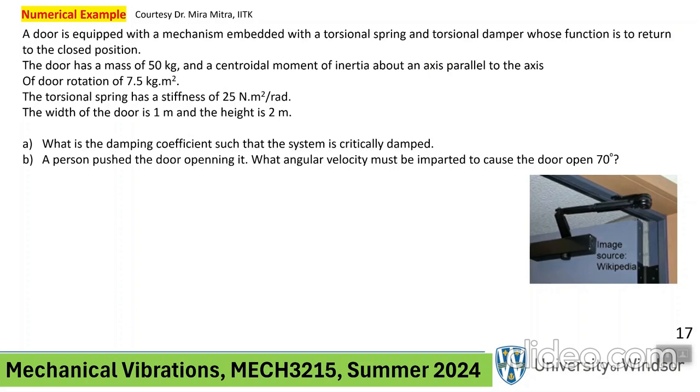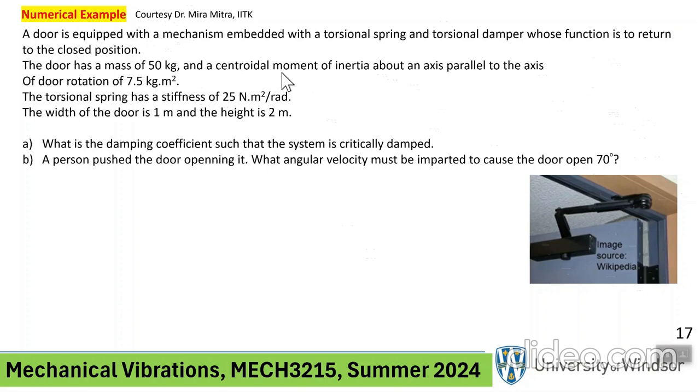What we have is a door that is equipped with a mechanism. As you can see here, these are very common. You can see it on the door out here in the room. Embedded with a torsional spring, because this door actually rotates, trying to open and close. Therefore, there's a torsional spring in there and a torsional damper. And the function of the spring and the damper is basically to close the door. Now, some information about the door is given. The mass of the door is 50 kilograms.